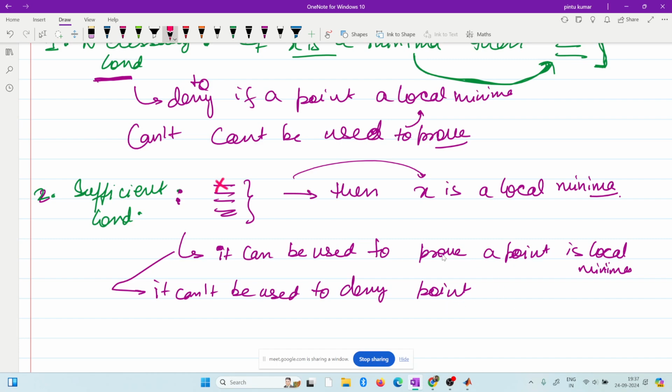So earlier one, using the necessary condition, you can deny, but you can't prove. But using the sufficient condition, you can prove, but you can't deny. Okay, I'm thinking of a simple example that I can give you.